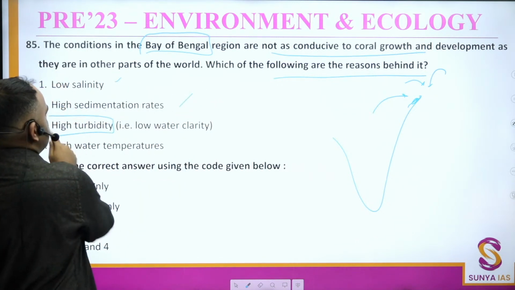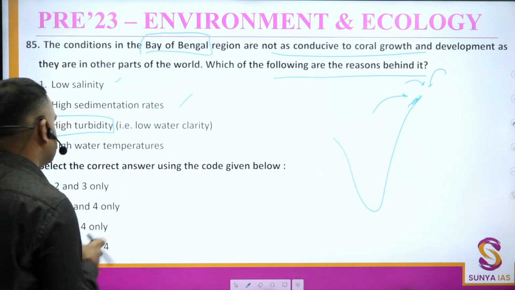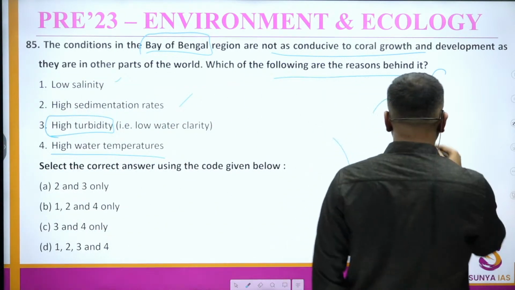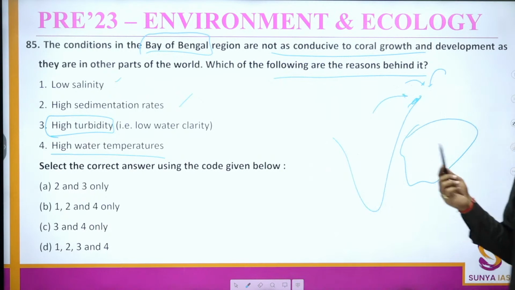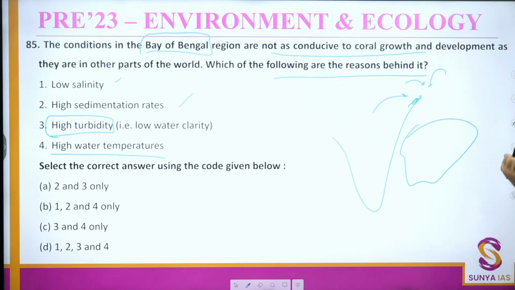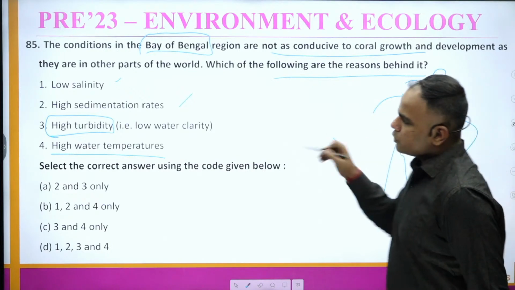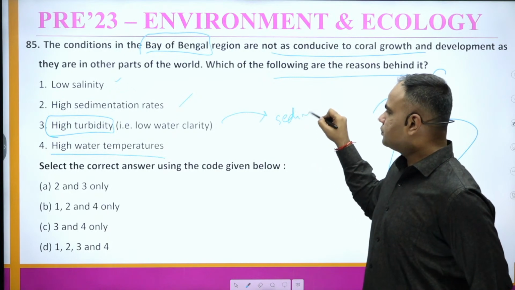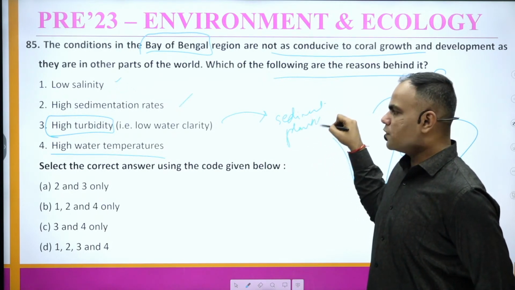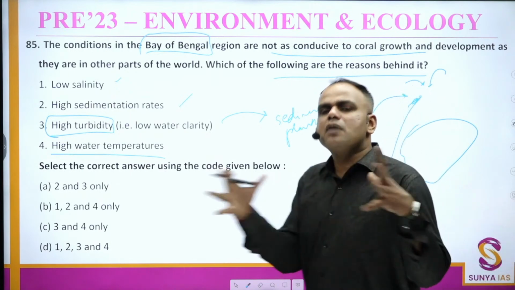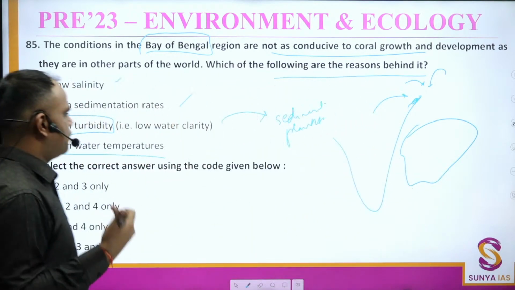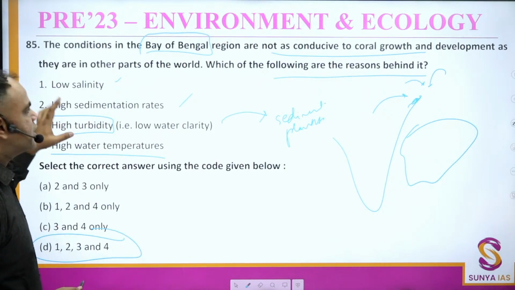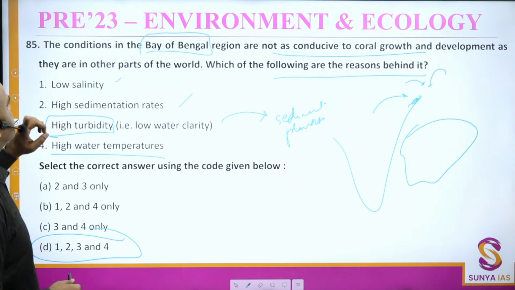There is very high turbidity, which means the water is not very clear in this region. True. And there are higher water temperatures here, so a lot of warming happens, and this region is also prone to cyclones. So this is also true. Why high turbidity? Again, you have a lot of sediments, a lot of plankton species, etc. You need clear waters for the corals to survive and grow. Because of a combination of all these factors, the Bay of Bengal is not as conducive to coral growth.